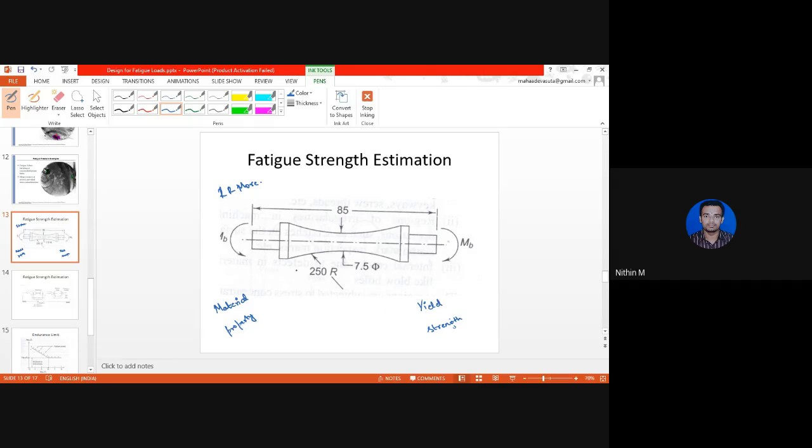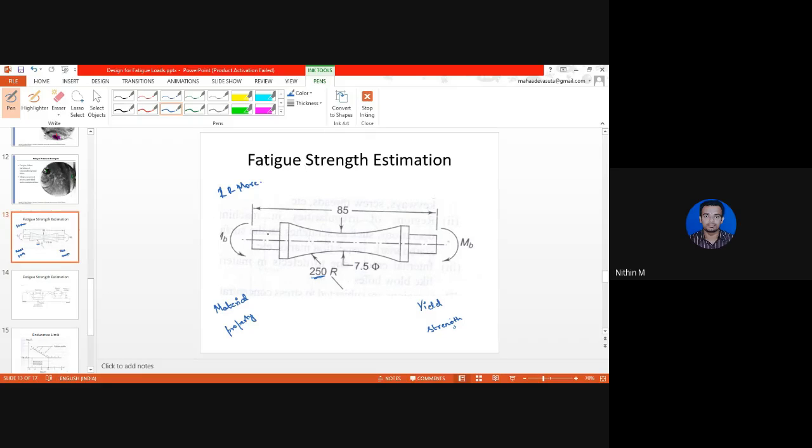From this portion, we have cut an hourglass-shaped specimen, right? So we have cut an hourglass-shaped specimen whose radius is 250 mm. The radius of this hourglass contour is 250 mm, and the minimum diameter, that is the diameter in the middle, is 7.5 millimeters. This is the dimension of the component that ASTM, the American Society for Testing of Materials, recommends.